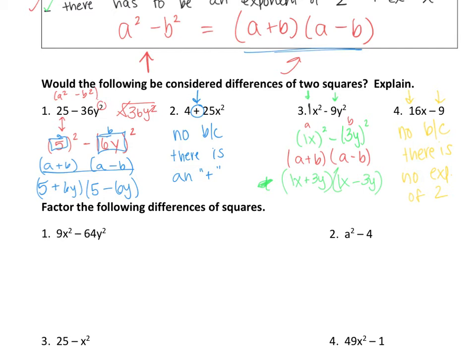Okay? So I am looking for my 3 questions. Are both numbers perfect squares? Yes. Is there a minus sign? Yes. And is there a square? Yes. So I know that I can go ahead and solve this.